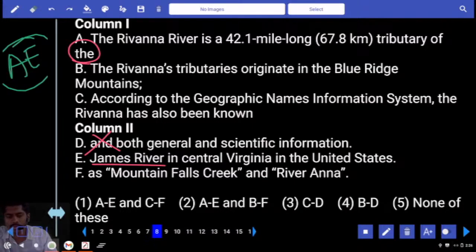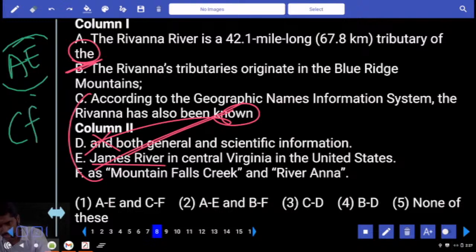The Rivanna's tributaries originate in the Blue Ridge Mountains and both general scientific information as no. B, not properly, it is not properly fitting. According to the Geographic Names Information System, the Rivanna has also been known as James, known as CF. AECF, do we have? First option.